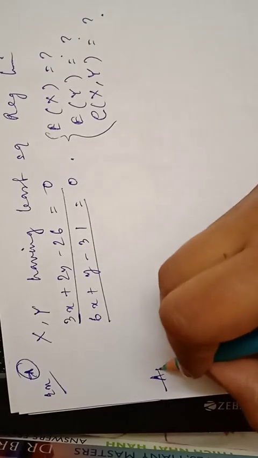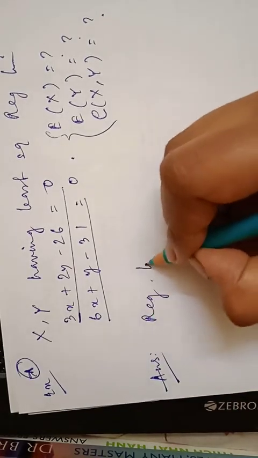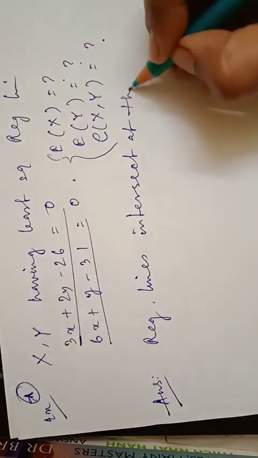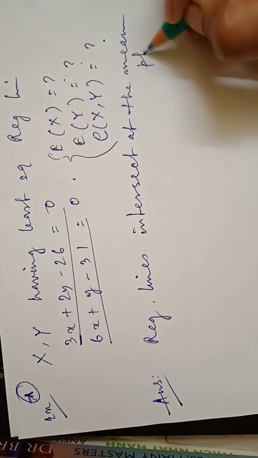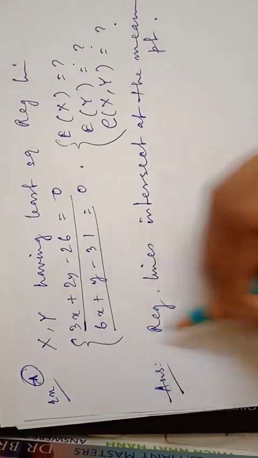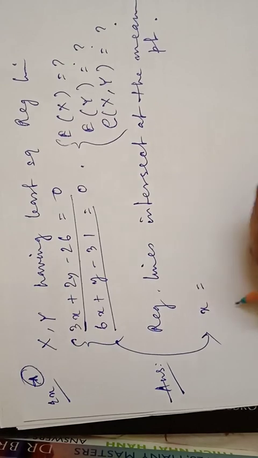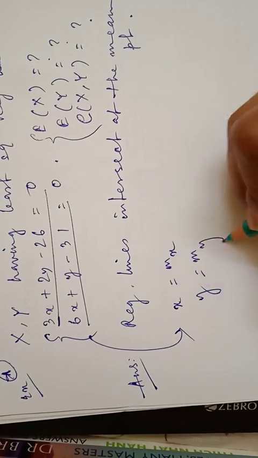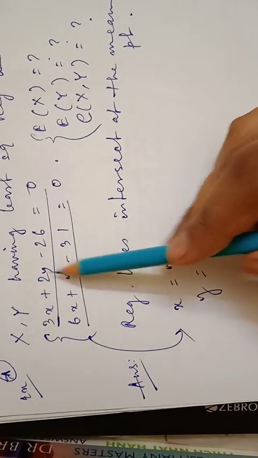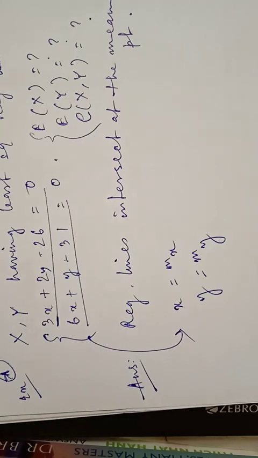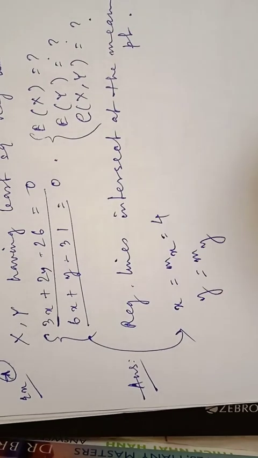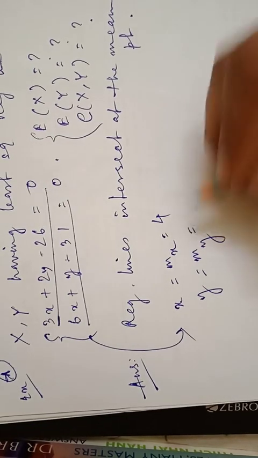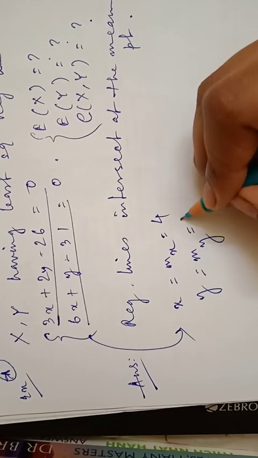Regression lines intersect at the mean point. Mean point means mx and my. That means by solving these two, whatever value you get, one for x, another one for y, that value will be the mean of x and that value will be the mean of y. So if you solve these two linear equations, you can easily solve it. You will get the value of x is 4, which is the mean of random variable capital X, and the mean of capital Y, which will be 7.